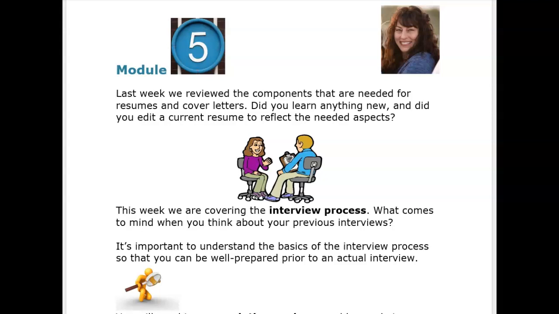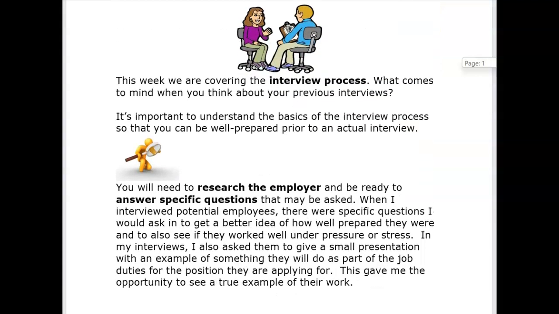It's important to understand the basics of the interview process so that you can be well prepared prior to an actual interview. You will need to research the employer and be ready to answer specific questions that they may ask you. When I interviewed potential employees, there were specific questions that I would ask in order to get a better idea of how well prepared they were, and also to see if they actually did some research about our company, and also to see if they worked well under pressure and stress.